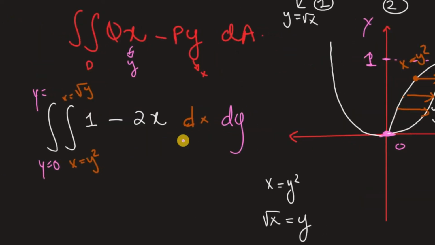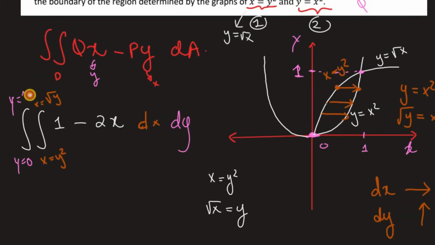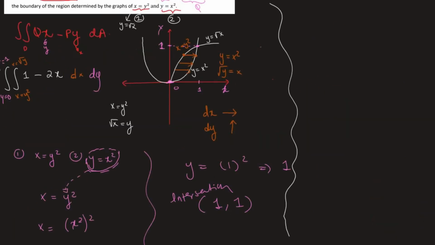Okay, so this completes our setup of Green's theorem. So now you can finally solve this equation. Let's go ahead and solve it over here. So we have y equals 0 to y equals 1. So let me copy paste it and come back to you.